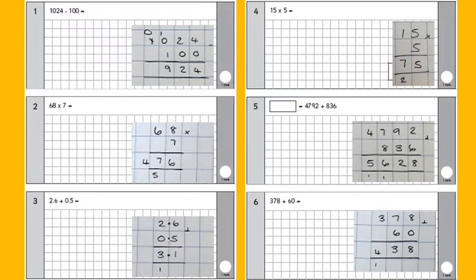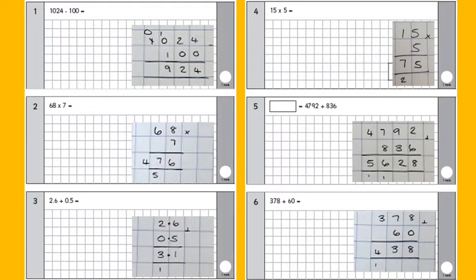Essentially, it's still asking you just to do the same thing again. It's basically that the equal sign in the answer box is on the wrong side of the method. So 4,792 add 836 is 5,628. Number 6. We've got 378 add 60.